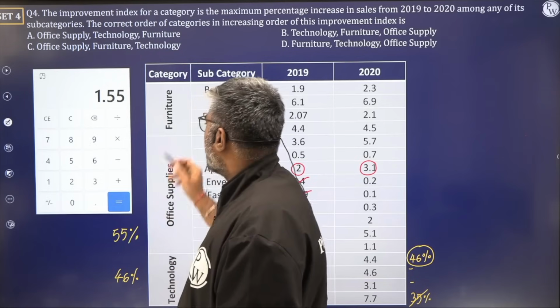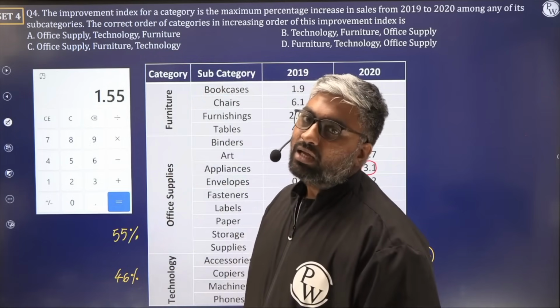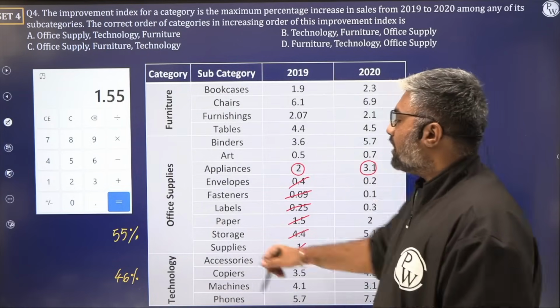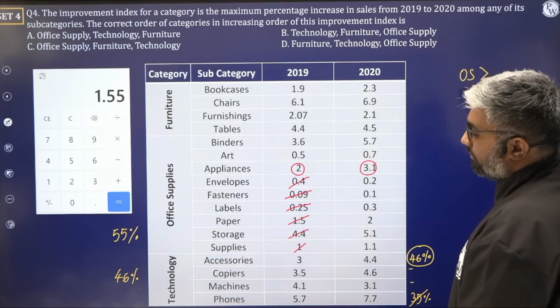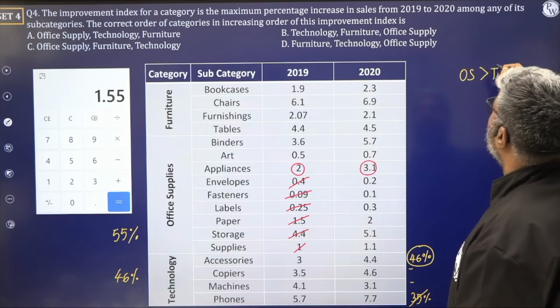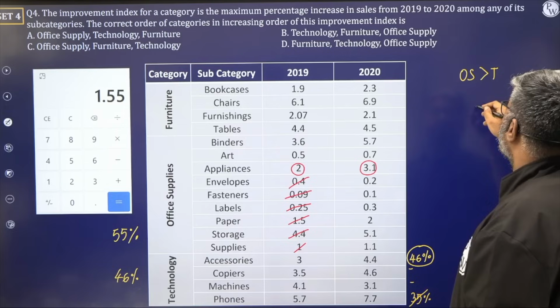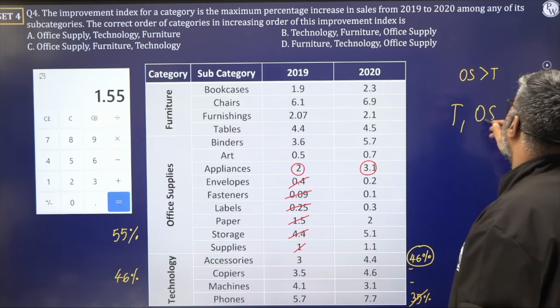अब बस ये देख लो कि फर्नीचर में किसी का 50 के आसपास भी है क्या, अगर है तो बहुत बढ़िया, नहीं है तो उससे भी बढ़िया, काम खत्म. और at least you know the order के ऑफिस सप्लाईज should come before टेक्नोलॉजी. ये क्या इंक्रीजिंग ऑर्डर है क्या? इंक्रीजिंग ऑर्डर है तो बिफोर आना चाहिए, right, बिफोर आना चाहिए. So technology and then we should have office supplies.